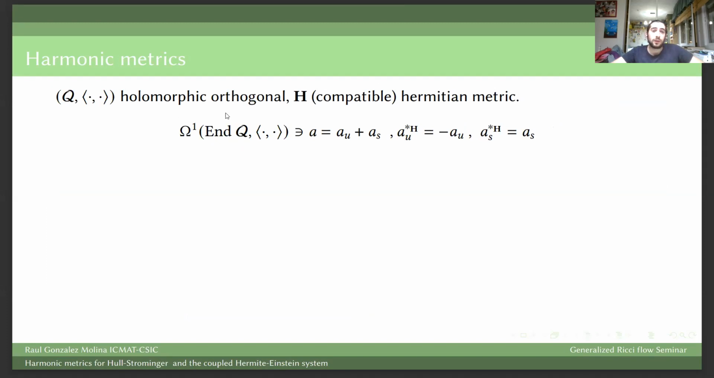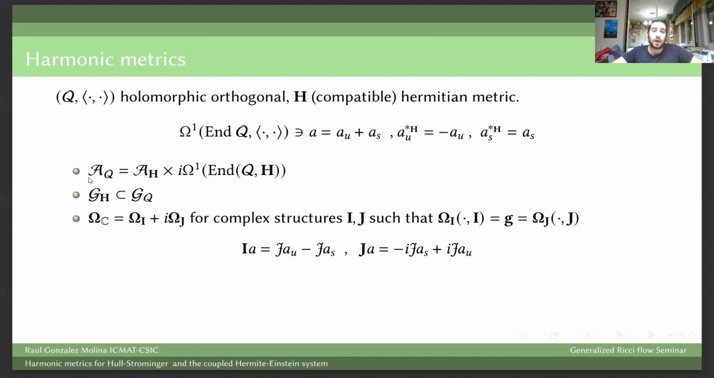Given this data, the ones I was talking about, I have a splitting of everything in this setting in two parts. One which is unitary with respect to the Hermitian metric, and one which is skew unitary. This happens for this space of one forms, and with the rest of the structure. The phase space is going to be restricted to the part of unitary connections and some other part which is skew Hermitian. And we have also a distinguished subset of the gauge group, those gauge transformations which are unitary.